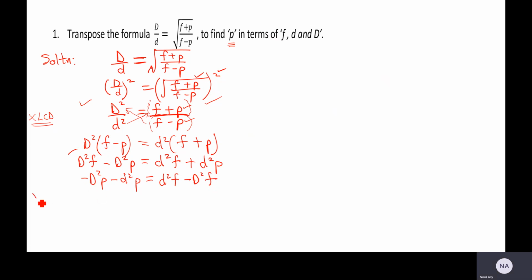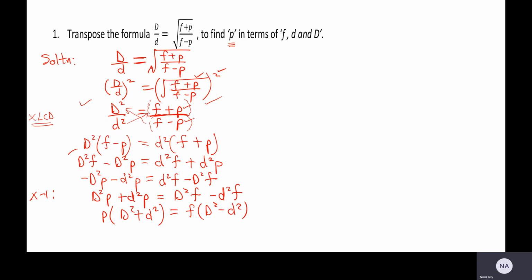And to make that positive, I'm going to multiply by -1. So I get D squared P plus small d squared P. This is going to change sign, D squared F minus small d squared F. Remove P as a common factor. And here I can remove F as a common factor. And there you go. P is equal to F times (D squared minus d squared) over (D squared plus d squared).